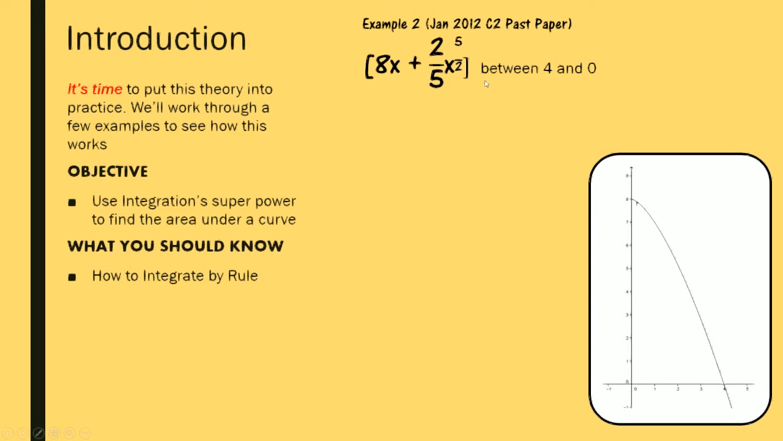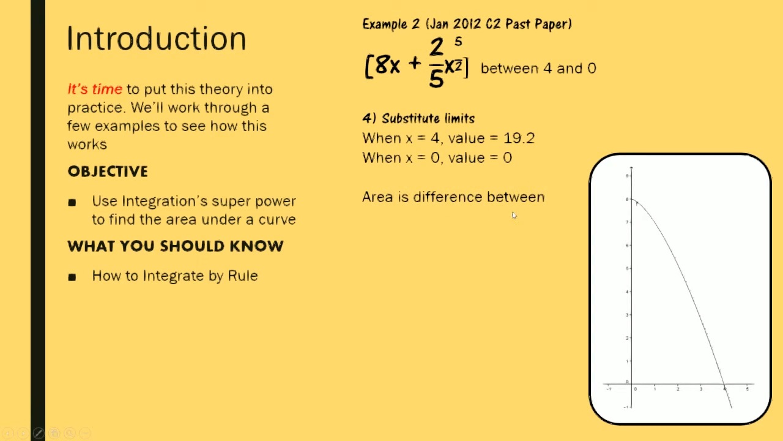So we're going to substitute our limits in, x equal to 4 and x equal to 0. When x equals 4, type it into your calculator, 8 times 4 plus 2 over 5 times 4 to the power 5 over 2, we get 19.2. When we put in x equal to naught, 8 times nothing plus 2 over 5 times nothing gives us nothing. And the area is the difference, so it's 19.2 minus nothing, which is 19.2 square units.